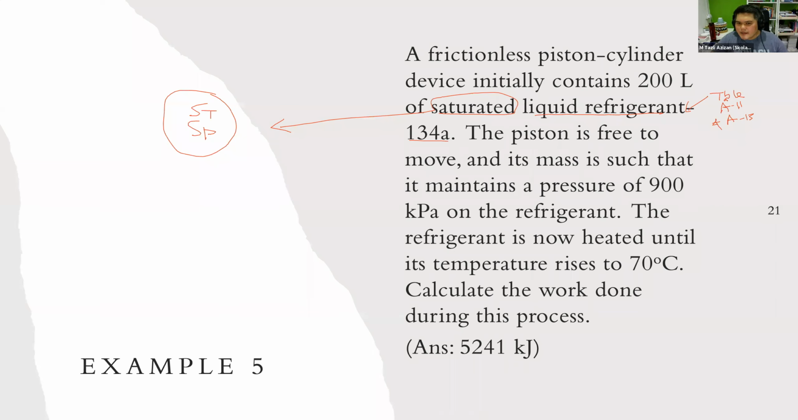It maintains a pressure of 900 kilopascal. Itu yang dimaklumkan tak berubah. So pressure tak berubah. So this is considered as isobaric process lah. So now the requirement is actually to calculate the work done during this particular process.